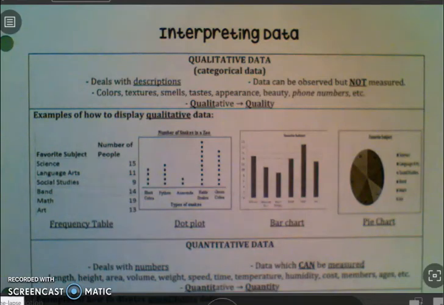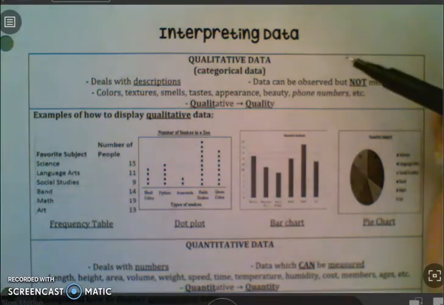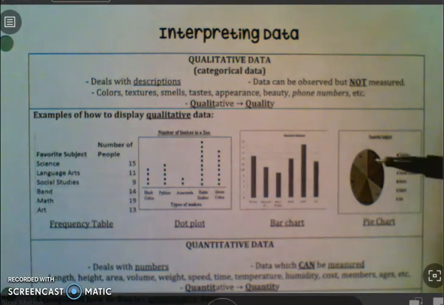So this video is about interpreting data. The first thing is qualitative data, which is kind of like categories. It deals with descriptions, data that can be observed but not measured. Some examples are colors, textures, tastes, smells, appearance, beauty, phone numbers, etc.